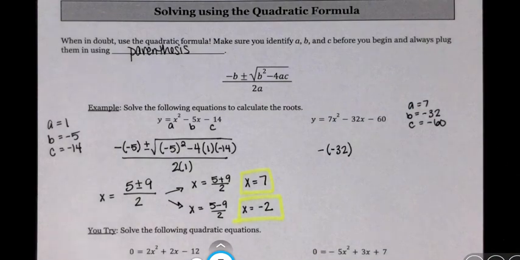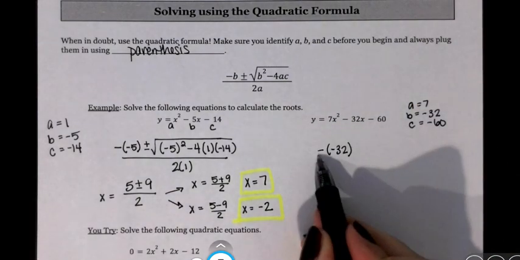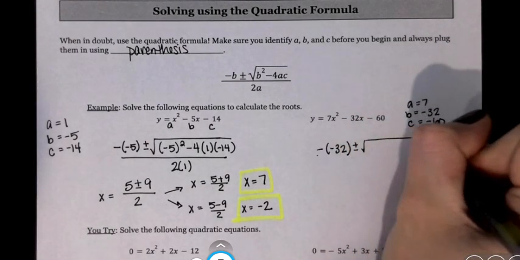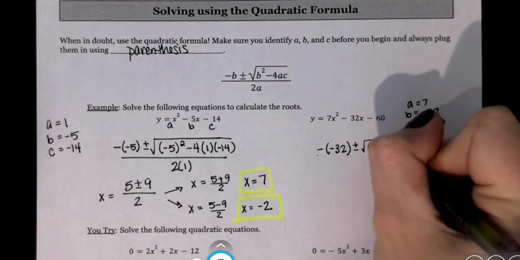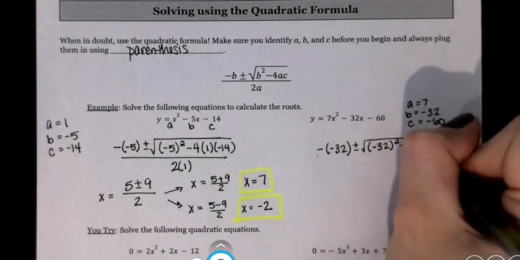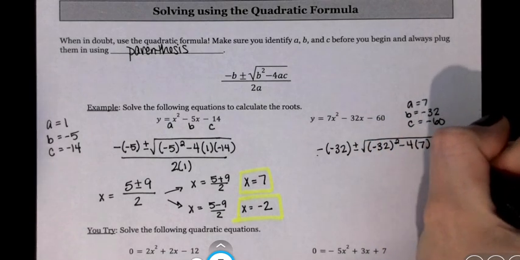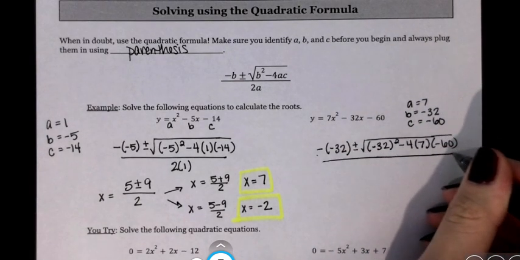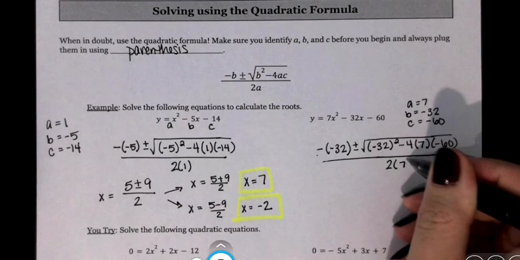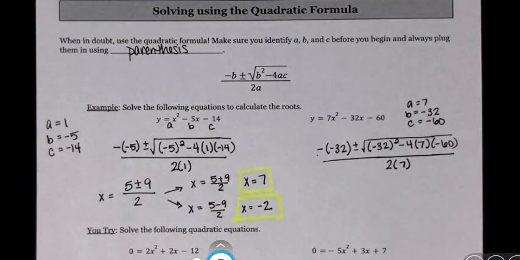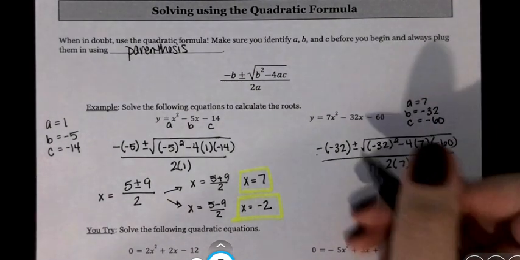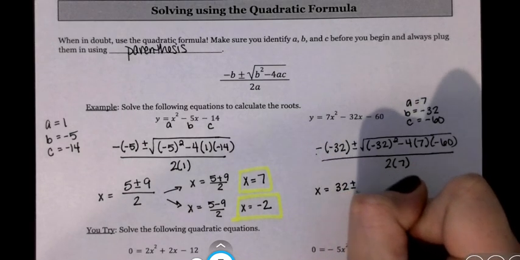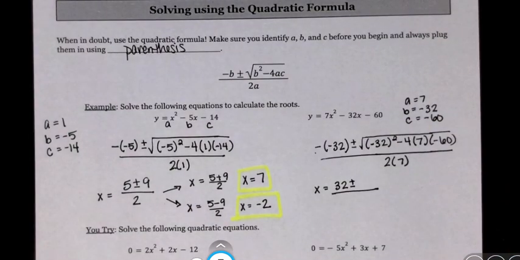So I'm going to plug in my values. So I have my negative and then parentheses my B value, plus or minus the square root of B squared minus 4 times my A times my C, all over 2A. So I'm going to simplify this. I get positive 32. And then I have to do my whole square root piece.